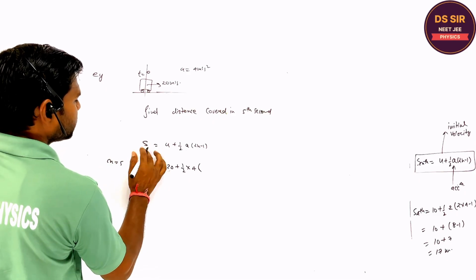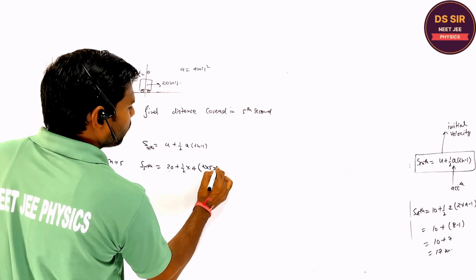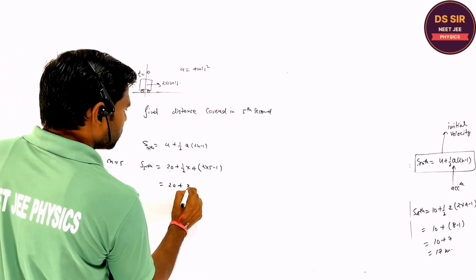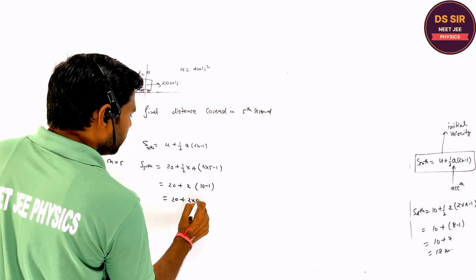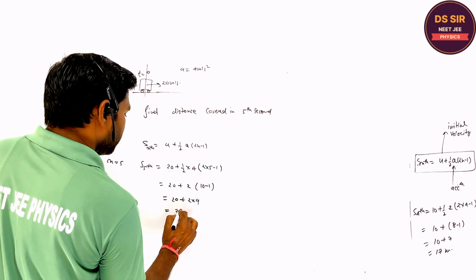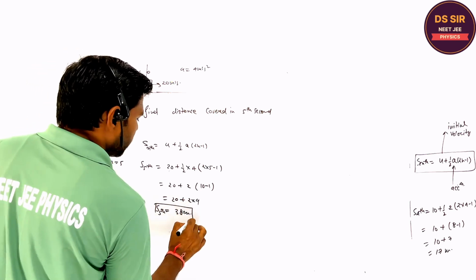So this is the distance covered in nth second. The 5th second is equal to 2 into 5 minus 1, 20 plus 2 into 10 minus 1, 20 plus 2 into 9, 9 18, 38 meter is the correct answer. You understand or not? You tell, Vrunda.